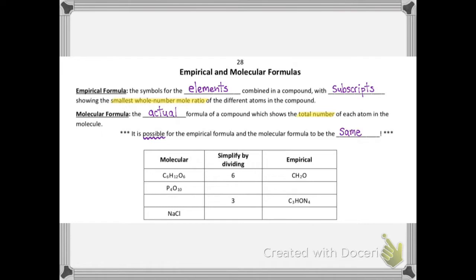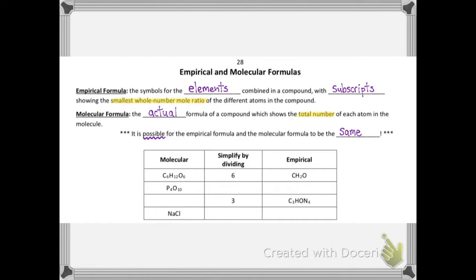Let's take a look at a couple of examples. For example, glucose. The molecular formula, C6H12O6, is telling you there are literally 6 carbons, 12 hydrogens, and 6 oxygens in one molecule of glucose. However, if you wanted to simplify the ratio, all of those numbers, 6 and 12 and 6, can be divided by 6 and you still get a whole number. So the empirical formula, or the simplified ratio, is CH2O. It's a 1-to-2 ratio between the carbons and the hydrogens.